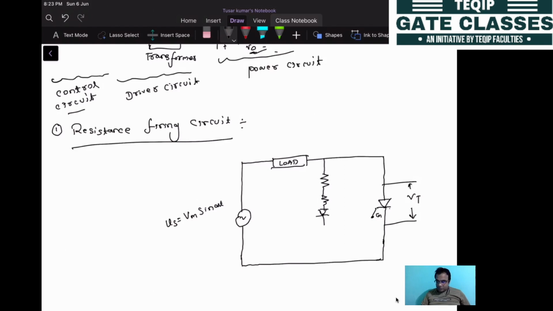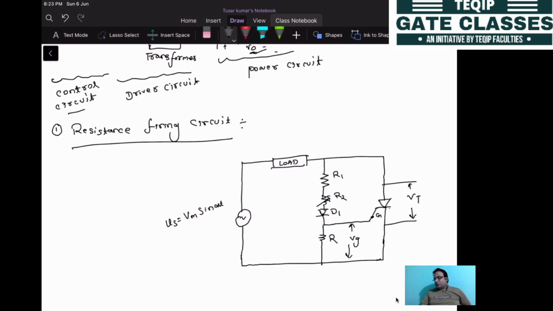This output will be connected to the gate signal. Then here another resistor. So this one is R, this one is R1, and this one is a variable resistor, let's say R2. This is one diode, let's say it is D1. So this is the thyristor, and this voltage is known as the gate voltage.